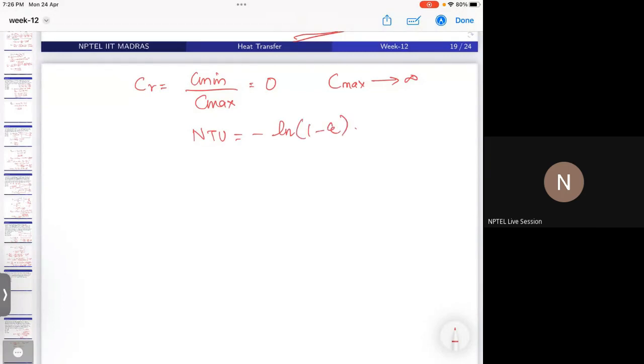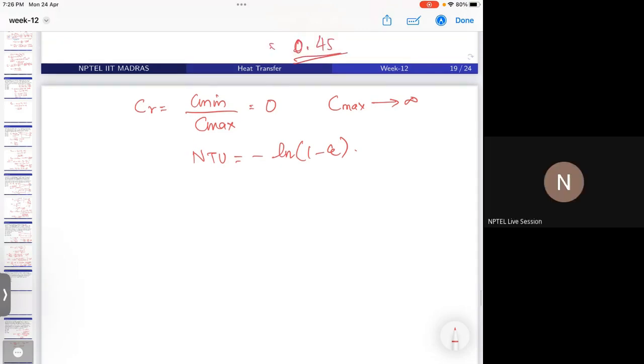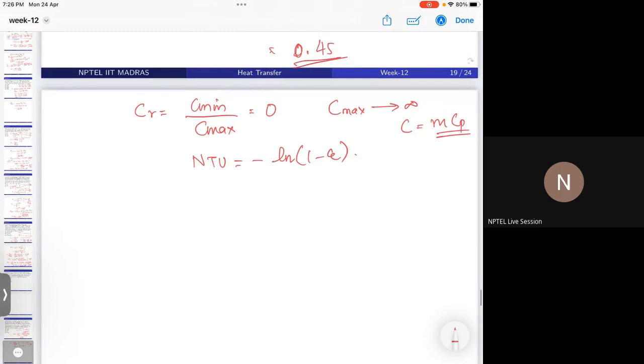Sir, can you please explain why this C max is infinity? Because, what is the expression for C? It is mass into the specific heat. What is the specific heat during a phase change? 0? No, no, infinity. It's infinity. That's how it becomes infinite. I hope you understood.